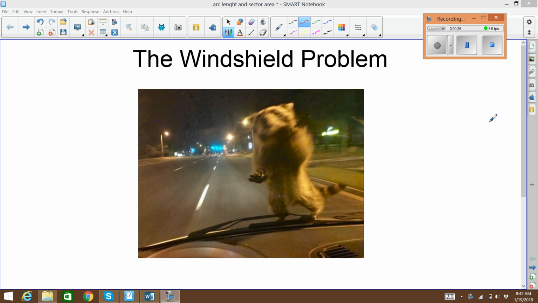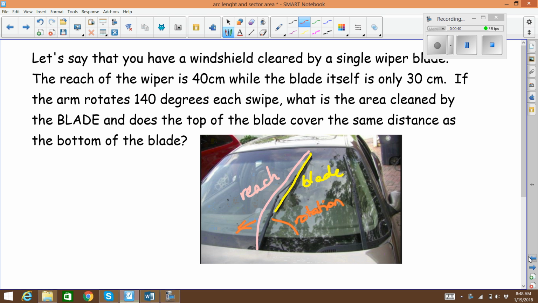The windshield problem. What do you do when a raccoon jumps onto your windshield when you are driving? That's actually not the windshield problem, but I could not resist the picture. Okay, so in all seriousness.